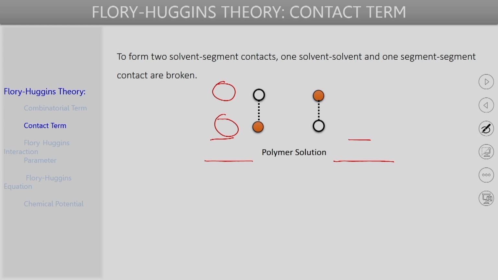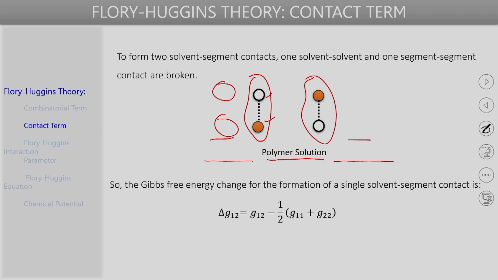So, now if we see in this polymer solution that has formed, we have formed two contacts, and both of these are segment-solvent contacts. So, one solvent contact got broken, one segment contact got broken, and two new solvent-segment contacts got formed. Based on this observation, one can define the Gibbs free energy change for the formation of a single solvent-segment contact.